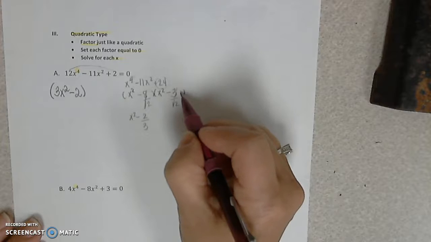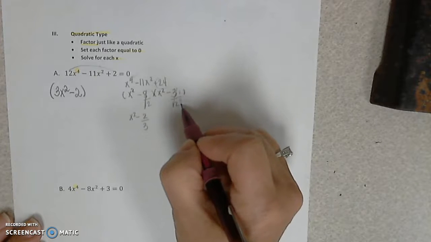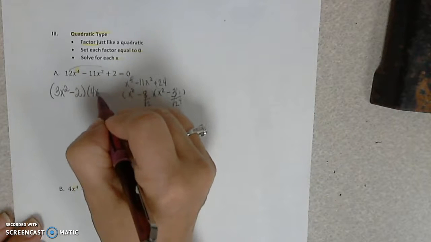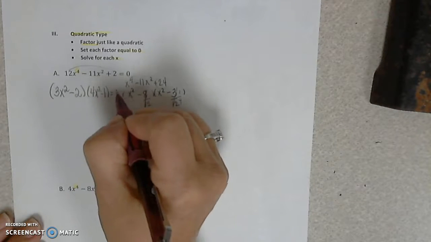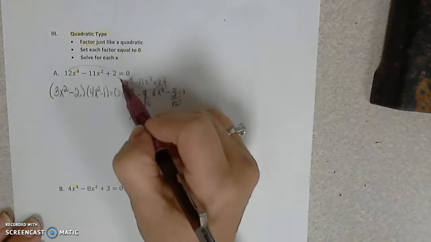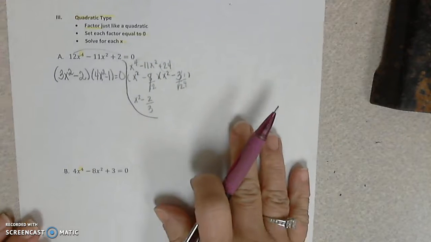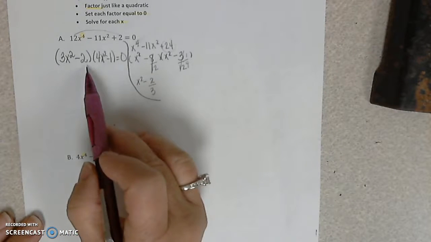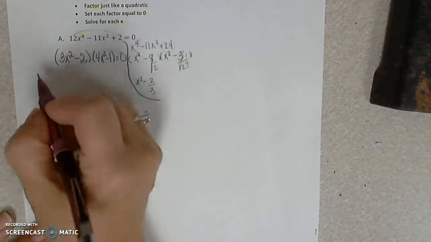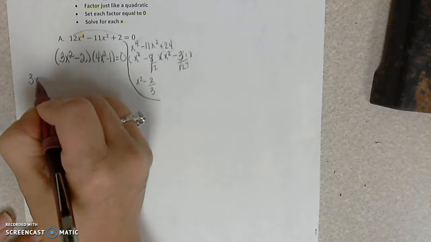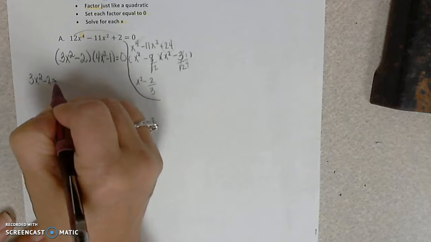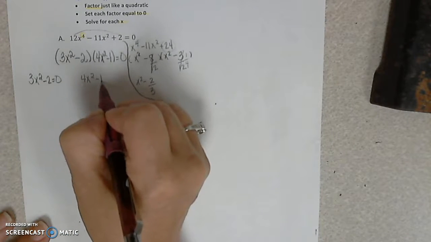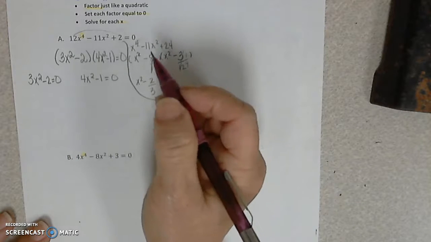And here, 3 goes into 3 once, it goes into there 4. 4x squared minus 1 equal 0. I kind of made a mess there. Okay, so this is our factor form, but we still have to set each factor to 0. So you've got 3x squared minus 2 equals 0, and 4x squared minus 1 equals 0.